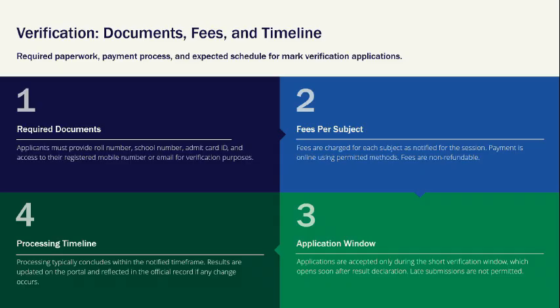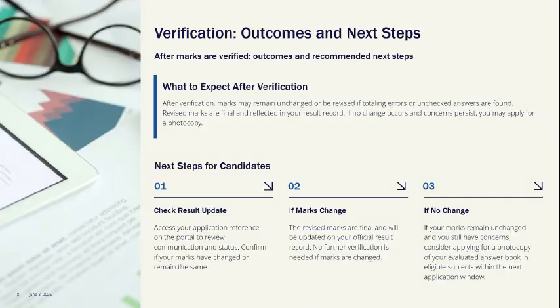Step 3. Pay the fee. The verification fee is charged per subject. Complete the payment through the available online methods. Always save the payment receipt and application acknowledgement. Step 4. Track your application. After submission, you'll receive an application reference number. Use this reference to track the status of your application.